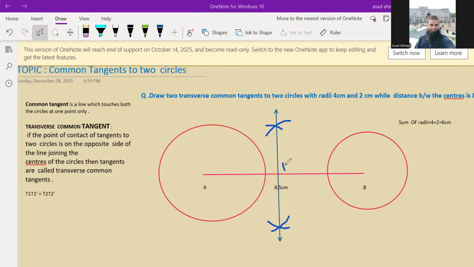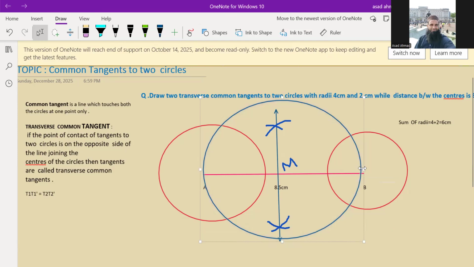The midpoint will be labeled as point M. Taking M as center and MA or MB as radius, we will draw another circle that will be a dotted circle. I am drawing it in blue color. It will pass through point A and point B. This is the required circle in the form of dots. Once you draw it, erase at certain points to make it dotted, because the actual circles will be in dark color. So this is the third circle.